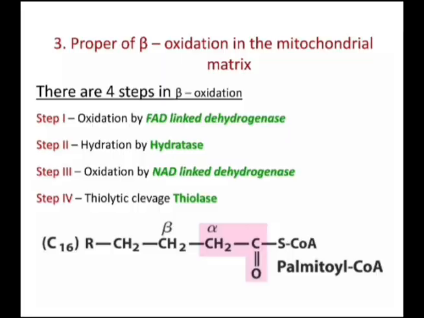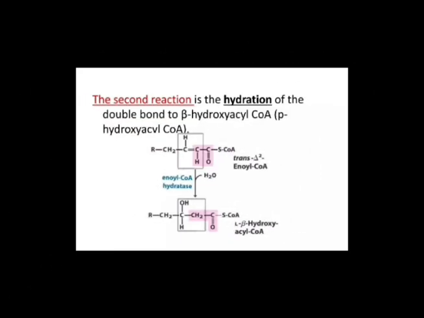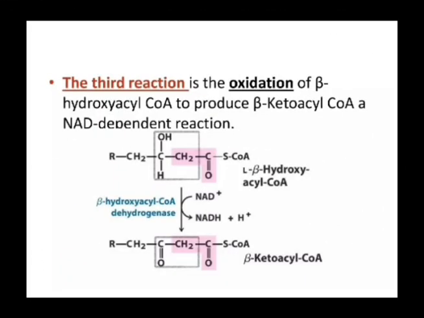Palmitoyl-CoA, C16. The first reaction is the oxidation of acyl-CoA by an acyl-CoA dehydrogenase to give an unsaturated acyl-CoA, enoyl-CoA. FAD is the hydrogen acceptor. The second reaction is the hydration of the double bond to beta-hydroxyacyl-CoA. The third reaction is the oxidation of beta-hydroxyacyl-CoA to produce beta-ketoacyl-CoA, an NAD-dependent reaction.